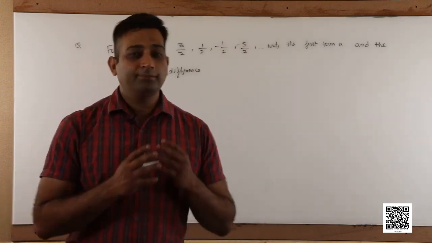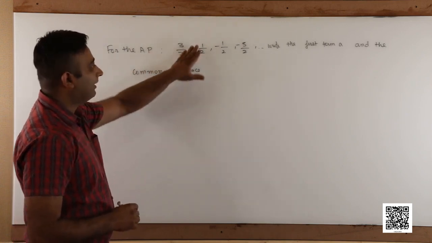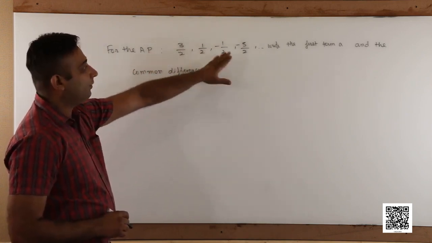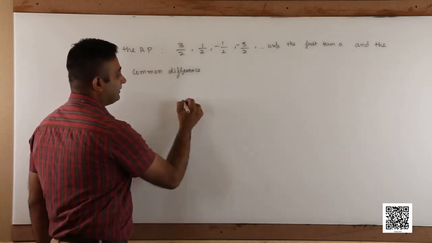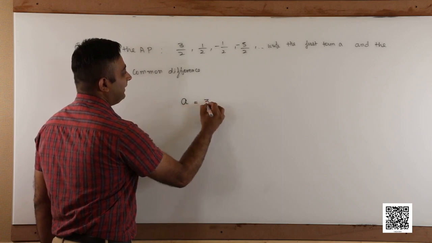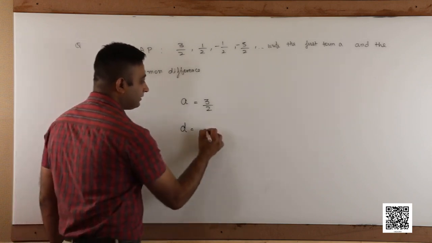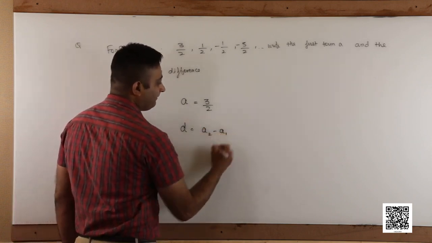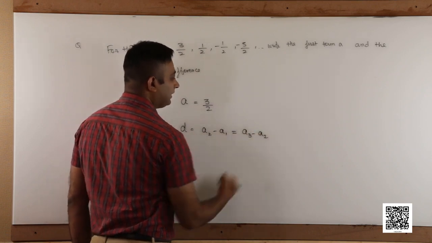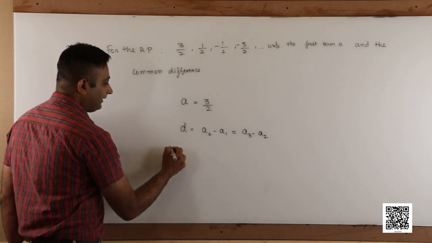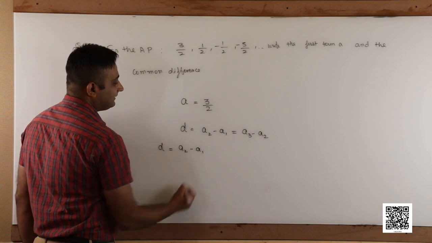Let us solve some problems based on AP. For the AP 3 by 2, 1 by 2, minus 1 by 2, minus 3 by 2 and so on, write the first term a and the common difference. We can see that the first term of this AP is 3 by 2. To obtain the common difference, we can subtract the first term from the second term of this AP. We can also subtract the second term from the third term and so on.